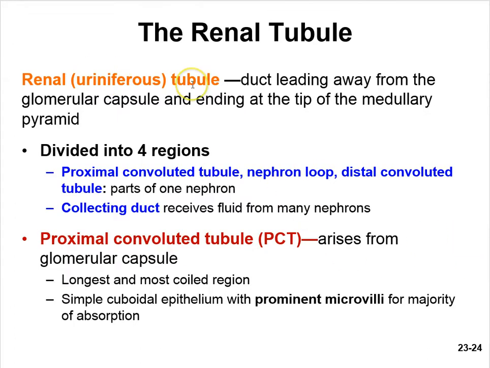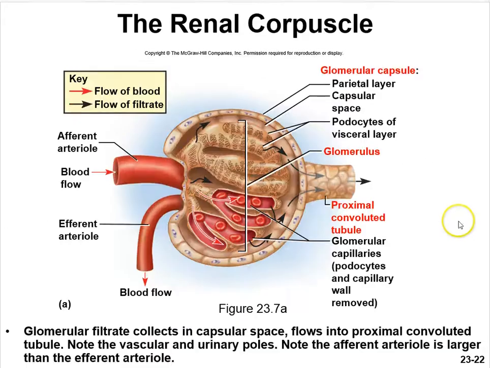So this whole network of winding tubes starts with the proximal convoluted tubule, or PCT for short, the nephron loop. This used to be called the loop of Henle. Then the distal convoluted tubule, or DCT for short. Those are all parts of one nephron. And then there's the collecting duct. Like we've seen in the picture, one collecting duct can receive from many nephrons.